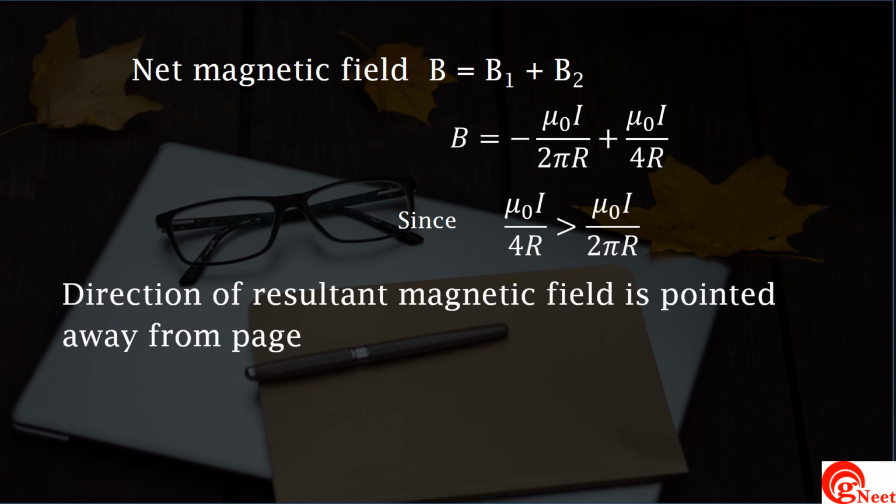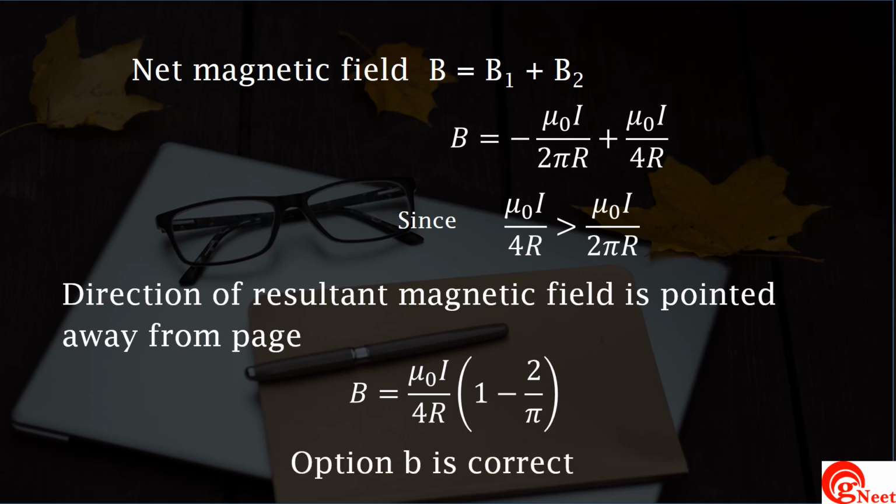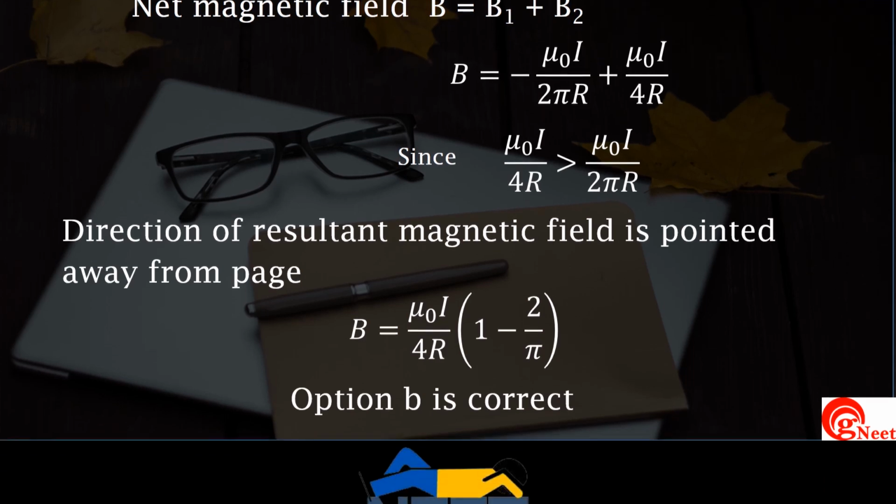Now, we will simplify further. By taking mu0 I upon 4r common, we get B is equal to mu0 I upon 4r into bracket 1 minus 2 upon pi bracket close. Therefore, option B, which states that the direction of the resultant magnetic field is coming out or away, is correct.